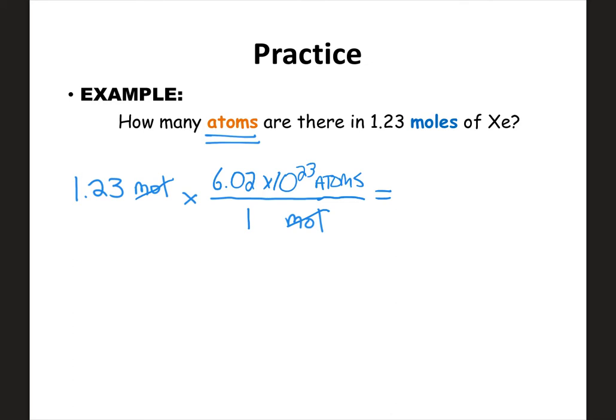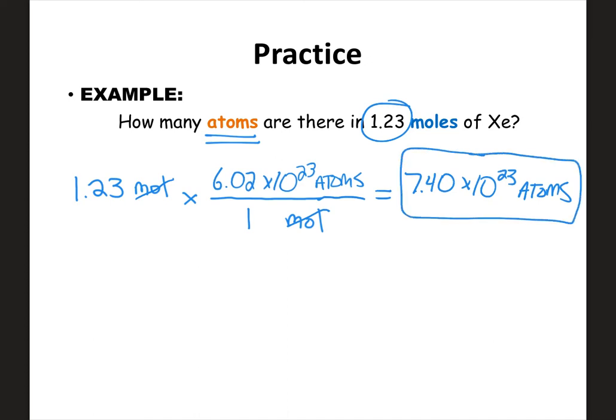Multiply across the top, 1.23 times 6.02 times 10 to the 23rd. There's nothing to divide by. Okay, get your answer, but you need to watch your sig figs here. Pay attention to your sig figs. We started with 3, so we need 3 sig figs in our answer. All right, so when you do this, hopefully when you plug it in, you get 7.40 times 10 to the 23rd, and your units are atoms. Okay, so we want 3 sig figs. We need our units there. All right, so make sure you can actually get this when you put it in the calculator.